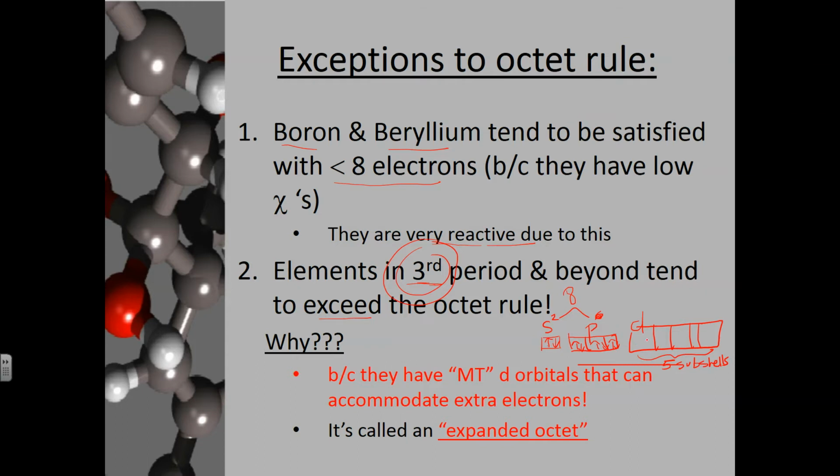So this is why it can accommodate extra electrons, because they have those empty d orbitals. They're empty, there's nothing there. So it's like an empty room in a house. Those are the orbitals that can hold those extra electrons. And this happens with elements in the third period or beyond. And this is what we call an expanded octet.